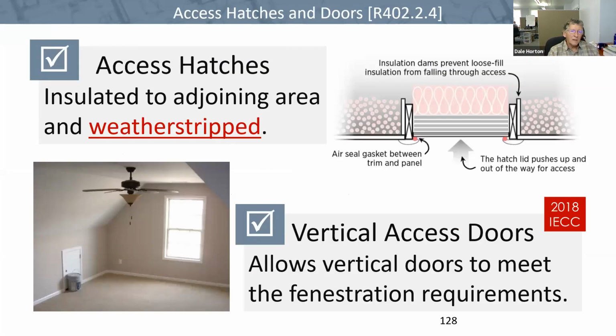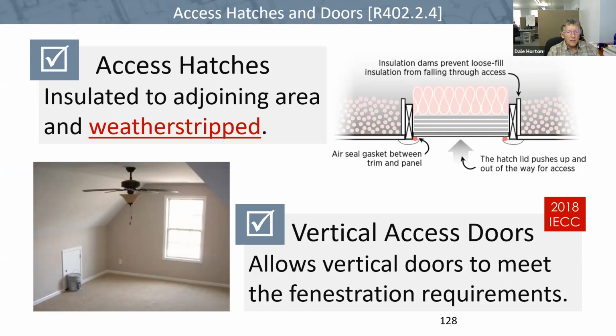The code requires that all access hatches be weather stripped. And if you'll notice, it says weather stripped and not sealed with caulking. For one, you can get in and out if there's weather stripping, whereas with caulking, you have to cut the caulk, and then usually it's not sealed back up when you close the hatch down. So when you see caulking sealing an access hatch, then you know that it doesn't comply with the code.